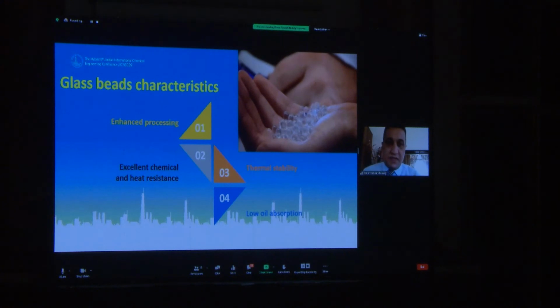This is the glass bead, which I use as the solid phase. The properties of this bead enhance processing: excellent chemical and heat resistance, thermal stability, low oil absorption.